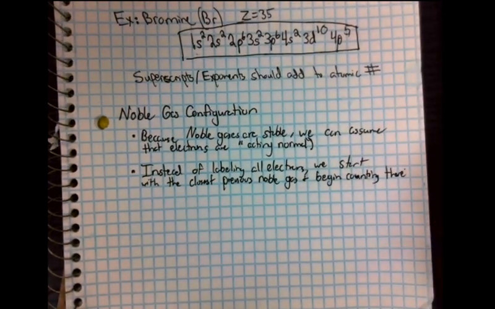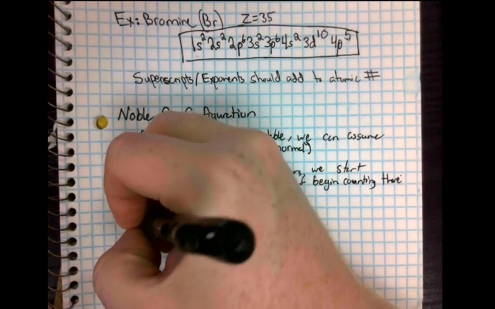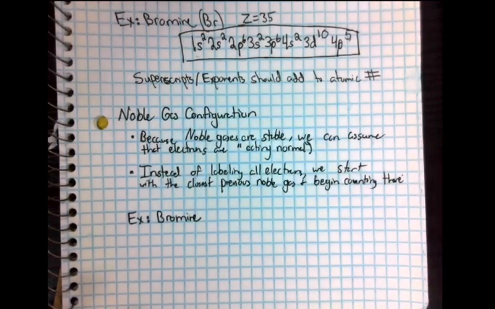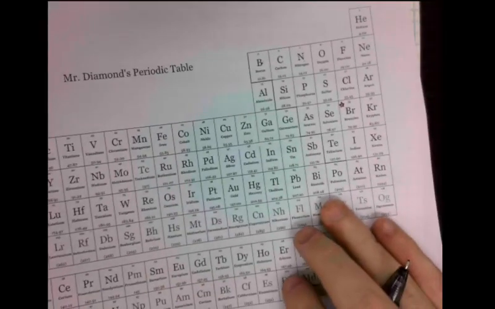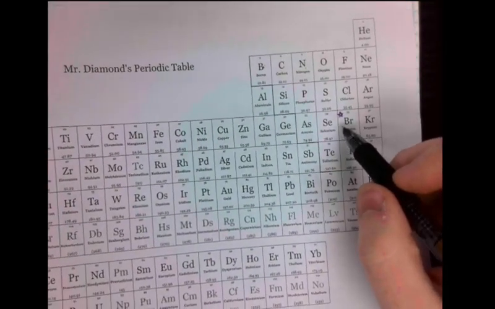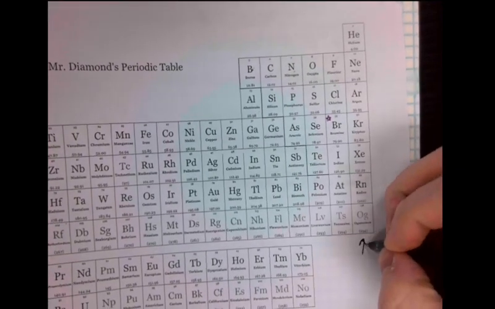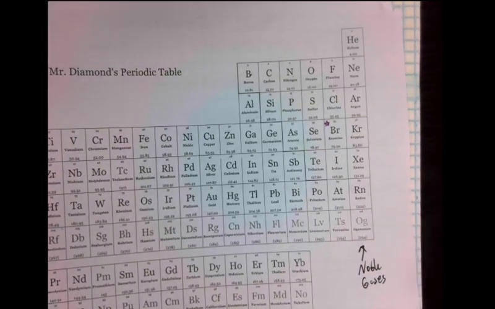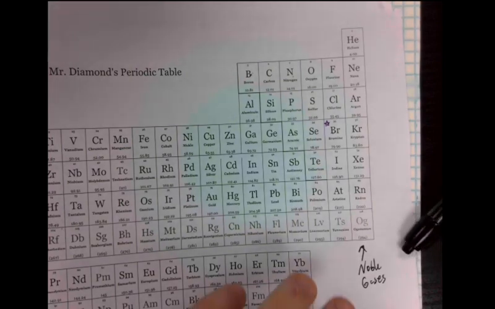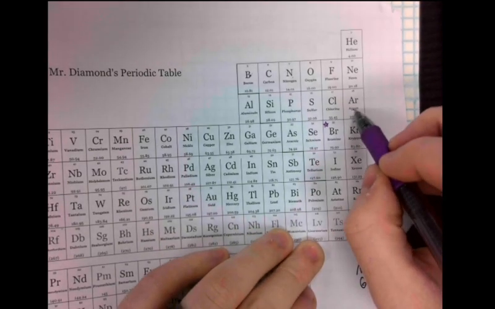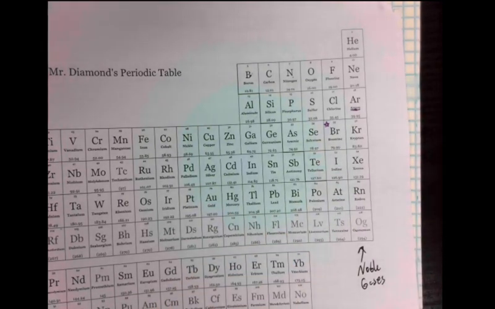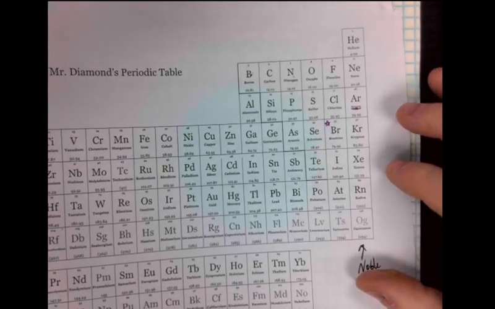Well, if we do bromine again, let's go back to our table. Bromine is right here. We're going to go to the noble gas, which, remember, this column here is the noble gases. Okay, so those are our noble gases. The noble gas that's before it is argon. This is the noble gas that comes closest before it. Think of Price is Right rules, closest without going over.